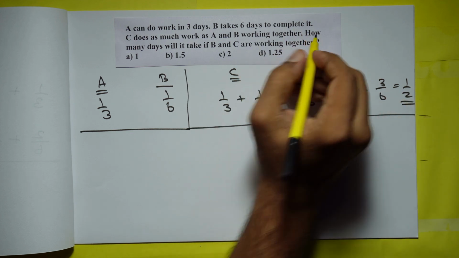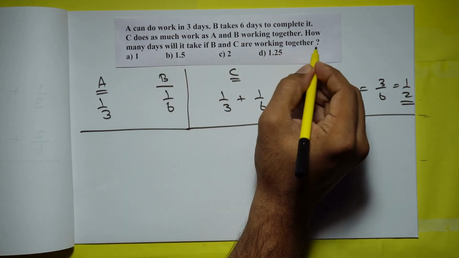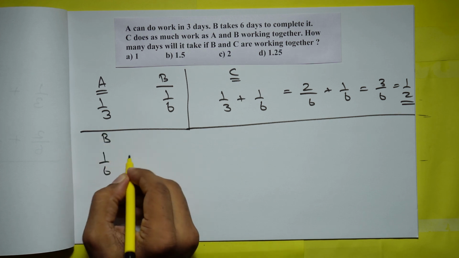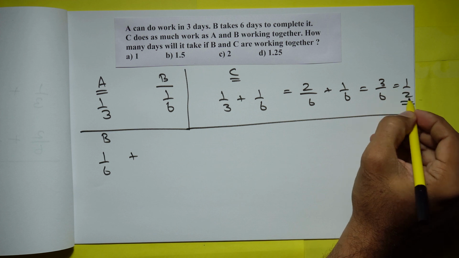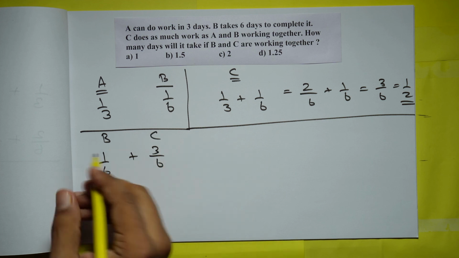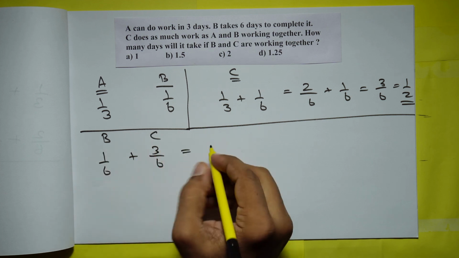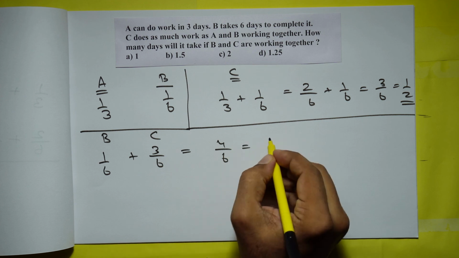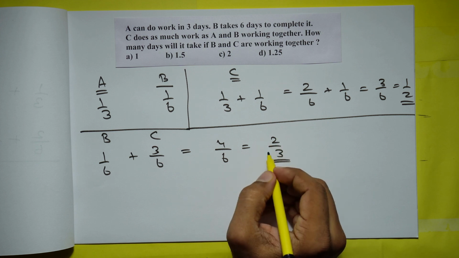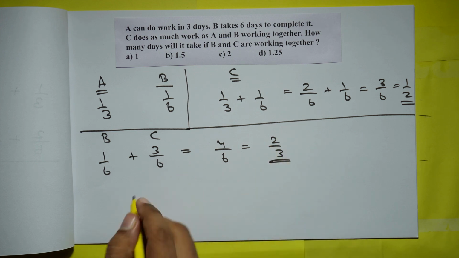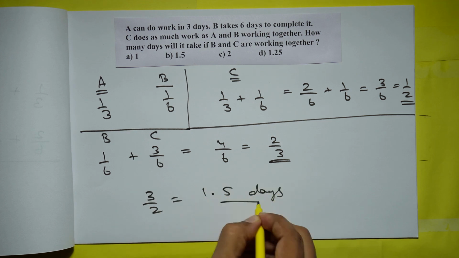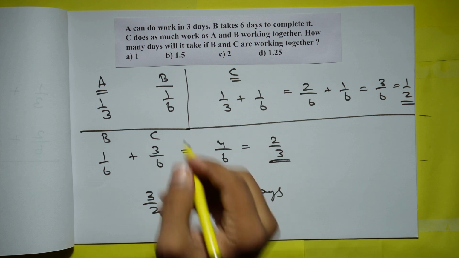Now the question is, how many days will it take if B and C are working together? So B will do 1/6 of the work. This is the work done by B, and C will do 1/2. That is same as 3/6 of the work. So this is the work done by C. Now if B and C are working together, they will do 4/6 of the work. That is same as 2/3 of the work. So if B and C are working, every day they will do 2/3 of the work. So how many days are required? Just find out the reciprocal, that is 3/2, that is same as 1.5 days. So if B and C are working, they will require 1.5 days, option B.